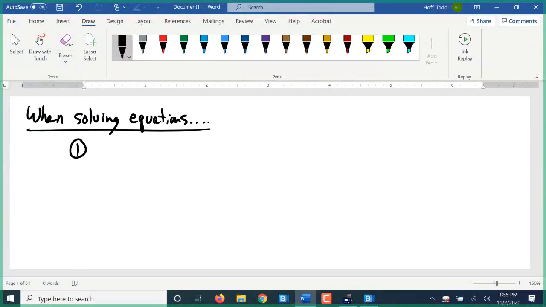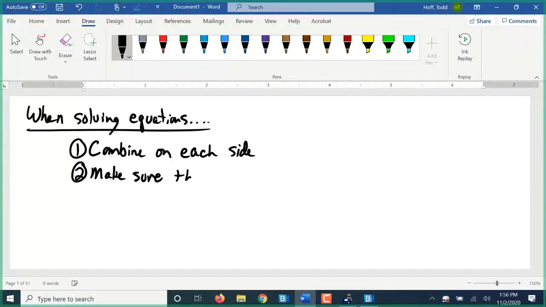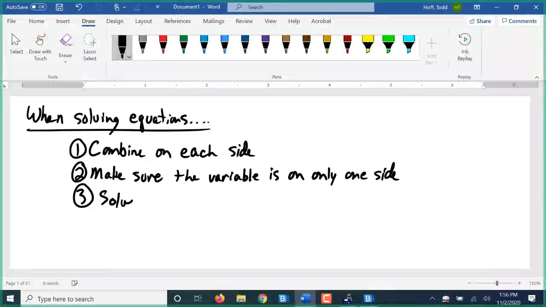So when solving equations, first thing we have to do is combine what we can on each side. Second thing, to make sure the variable is on only one side. Once we've done those two things, then we can solve.